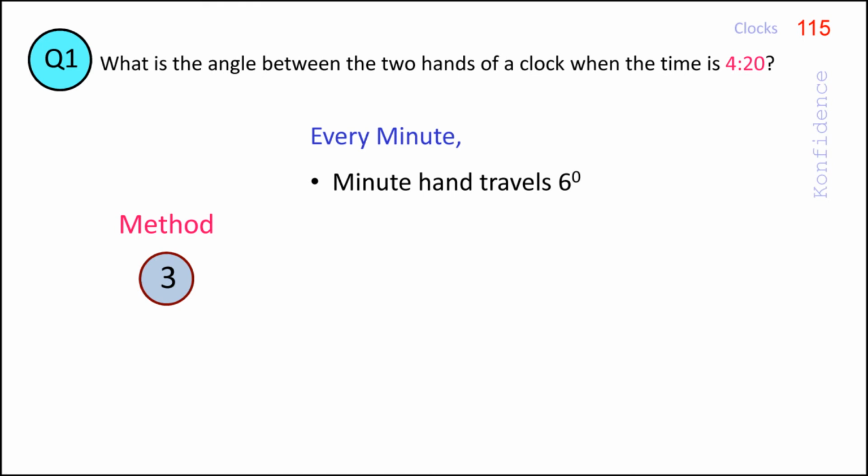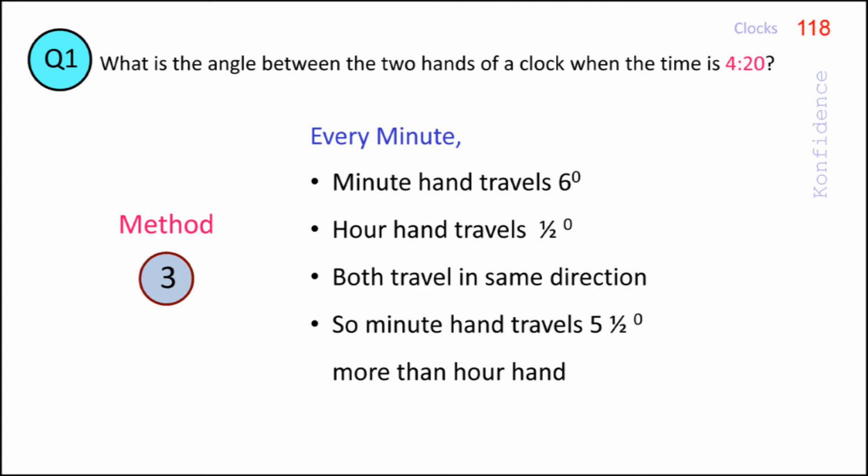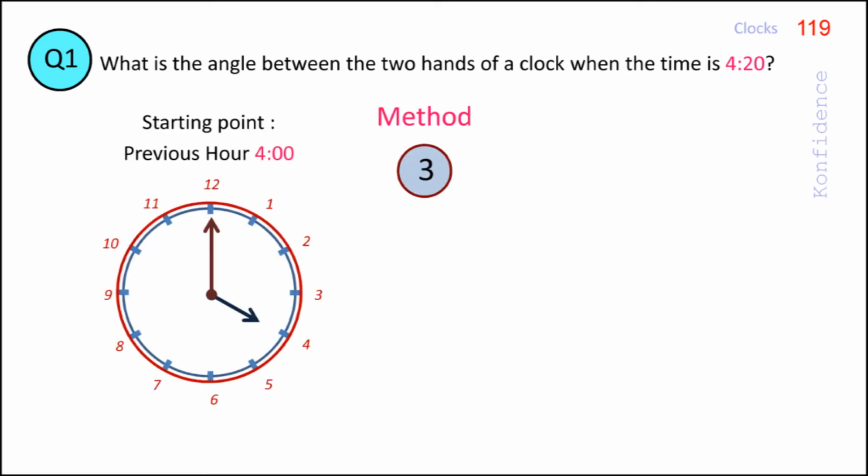The minute hand will travel 6 degrees in a minute, and the hour hand will travel half a degree in a minute. So, in a minute, the minute hand will travel 5.5 degrees more than the hour hand. At 4 o'clock, the hour hand is ahead of the minute hand by 120 degrees. This is the basis of this method. That is, get rooted to the hour previous to the time in question.